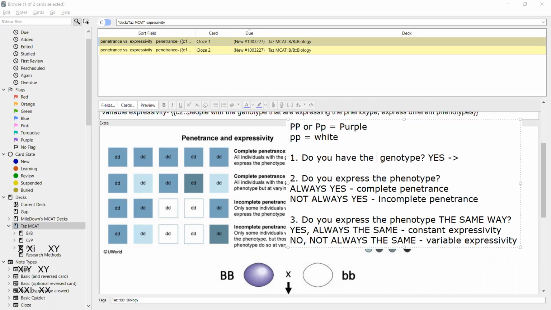So then the question would be, do you have this genotype? Yes. Therefore, do you express the purple phenotype? If it's always expressing the purple phenotype, then it's complete penetrance. But if for some reason you just don't show the purple phenotype for no reason, then it would be incomplete penetrance. And when I say that you don't show the purple phenotype, I'm not saying that it's white. I'm saying that there's just an absence. Maybe this thing is by default black.